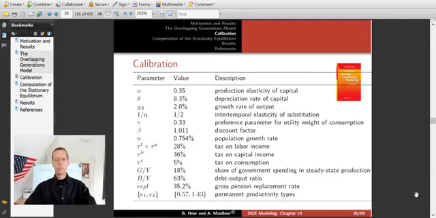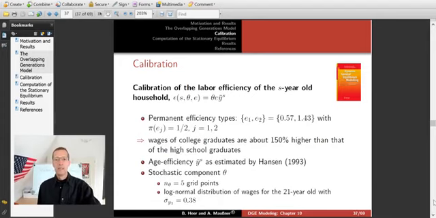And the permanent productivity types are chosen so that we have a skill premium of 150% and an average permanent productivity of 1. Now the different part here is the calibration of the stochastic component. So we discretized theta with 5 grid points and choose a log normal distribution of those who start working, the 21-year-olds. And we take this log normal distribution with variance 0.38, this calibration from Huggett 1996.